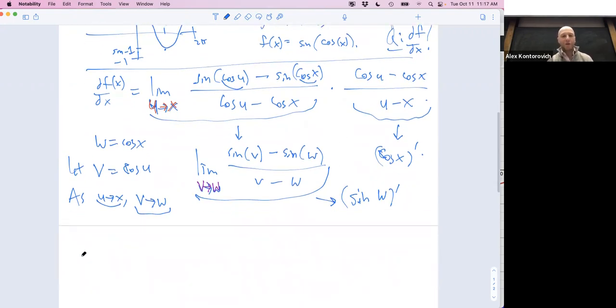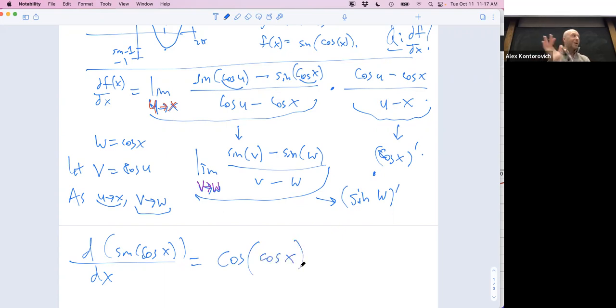Derivative of sine is cosine, okay? So what we've shown is that the derivative of sine of cosine of x as x changes is equal to, so these two limits do exist, so the limit of their product is also the product of the limits. So that's this product here turning into that product there. And the derivative of sine is cosine at w. What's w in terms of x? Cosine of x. So it's cosine of x. It's not cosine squared. It's cosine of x times, what's the derivative of cosine? Negative sine of x.